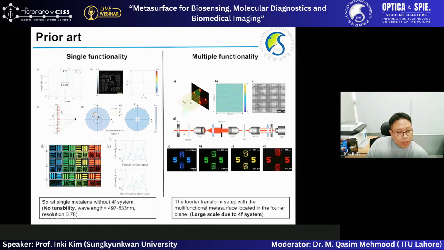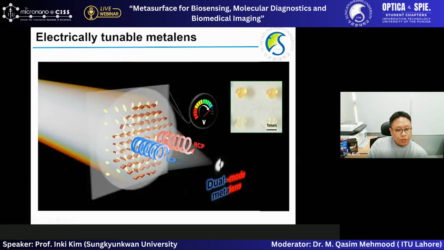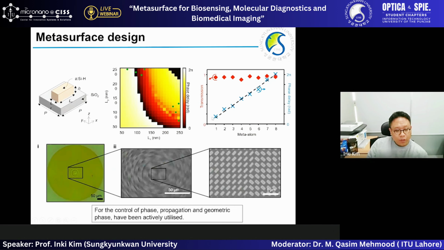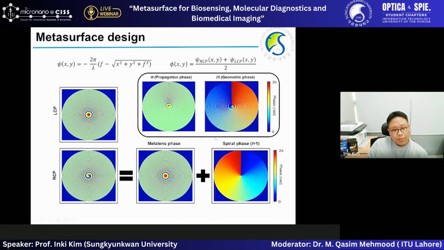There are many prior arts for this edge detection, but our first motivation was to make these electrically tunable metal lenses for dual mode imaging, like simple imaging and also edge detection imaging. The design philosophy was exactly the same as the previous example, so let me skip it.